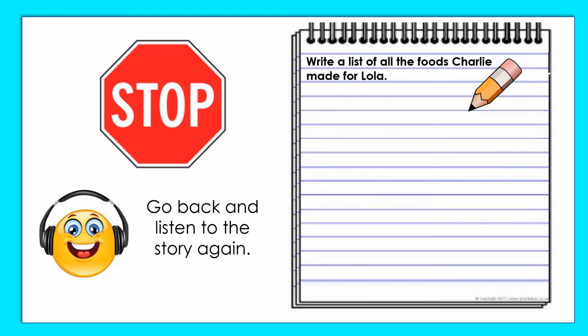Okay, now I want you to stop again. I want you to go back and listen to the story, but this time I want you to listen to it carefully. Take a piece of paper, and as you're going along, I want you to stop the video, and write down all the foods that Charlie made for Lola. He did give her carrots, but he certainly didn't call them carrots. He gave her peas, but they weren't peas. So go back now and make a list of all Charlie's foods.